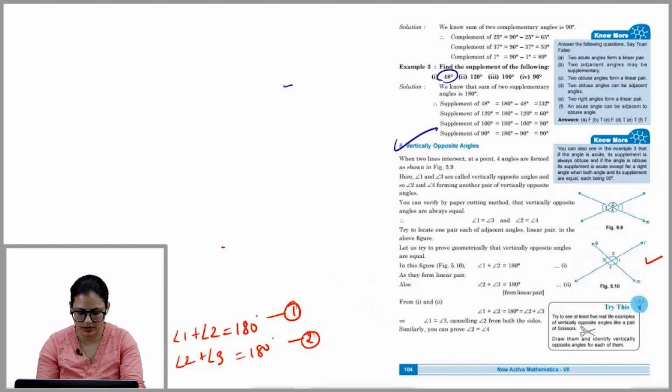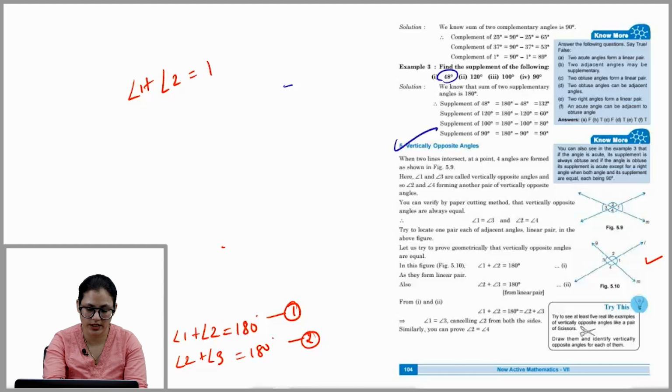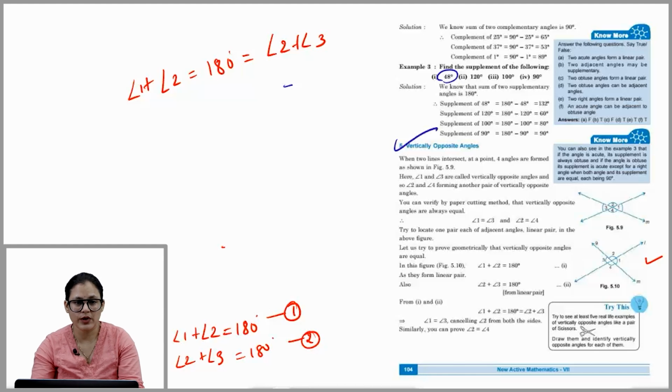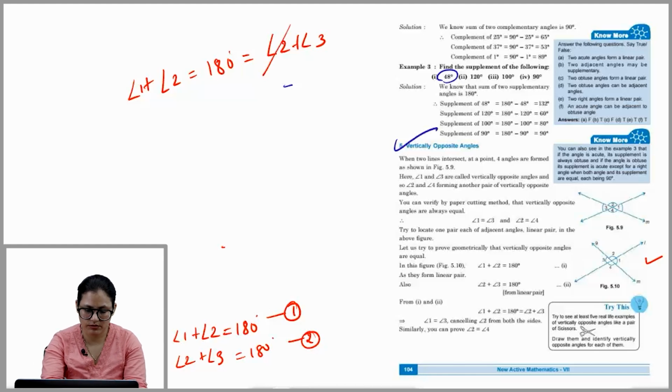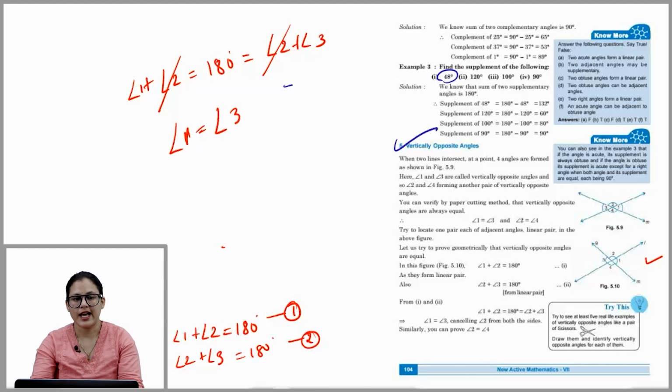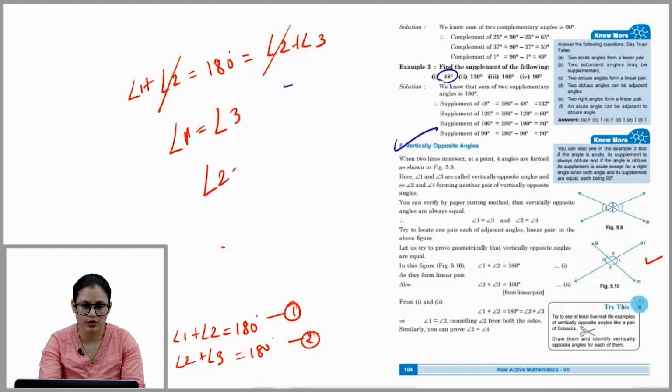From these two equations, you can see angle 1 plus angle 2 is equal to 180 degrees, which is equal to angle 2 plus angle 3. Okay, angle 1 is equal to angle 3. See, they will cancel out. Angle 1 is equal to angle 3, cancelling angle 2 from both the sides. Similarly, we can also prove that angle 2 is equal to angle 4, right?